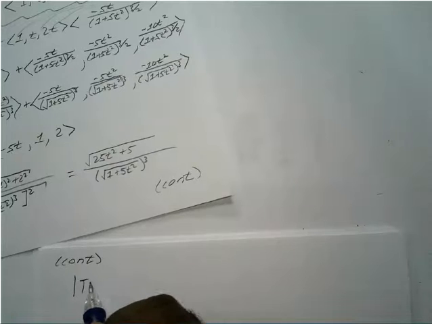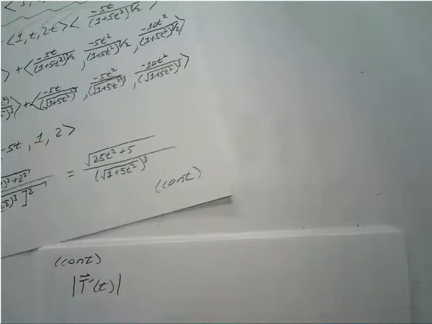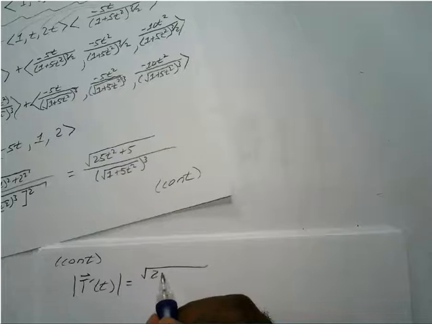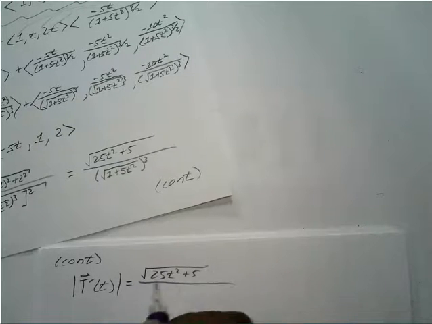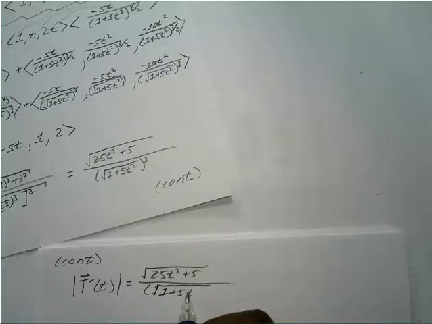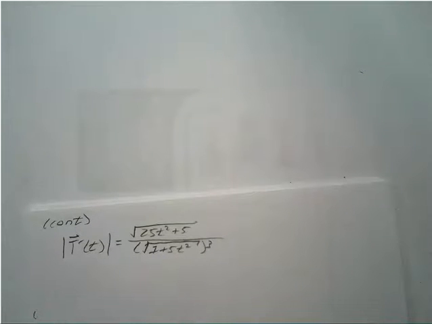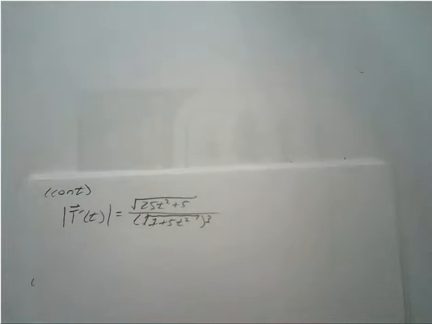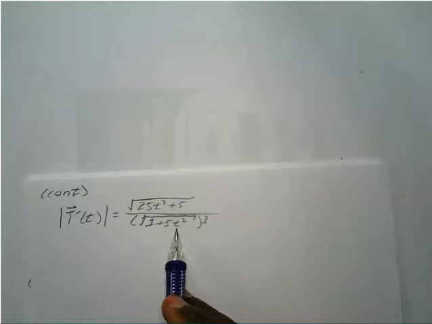As a matter of fact, let me write down where we left off. So the magnitude of our derivative is equal to the square root of 25t squared plus 5 over the square root of 1 plus 5t squared to the third power. All right. Okay. Now, what we're going to do is I'm going to go ahead and rewrite this. No, we don't really have to. We can leave it like that.